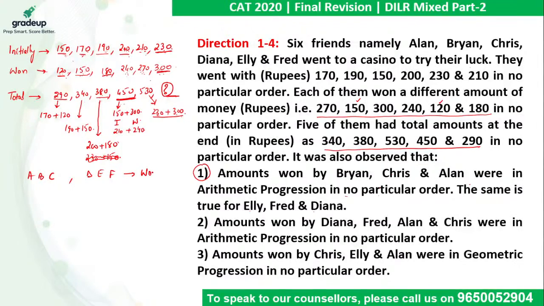So this is the winning amount. So let's check the values given to me. 120, 150, 180. So we can see there is a difference of 30 between them. And if we check 240, 270, 300, again there is a difference of 30 between them. So one of these sets belongs to ABC and the other set belongs to DEF. But I do not know which set belongs to which group. Right? But the sum is definitely defined here. Then it says amount won by DFAC. So they are the four people, DFAC.